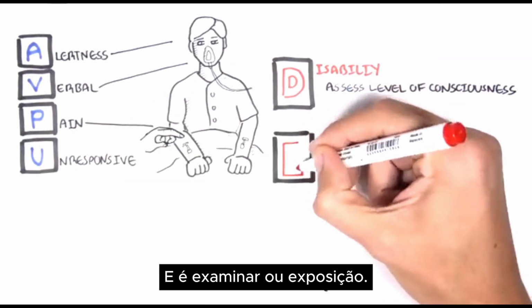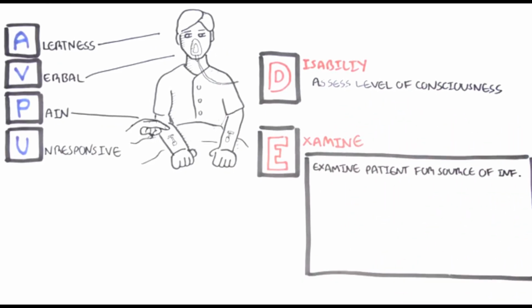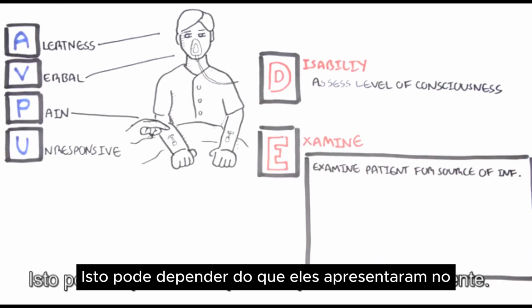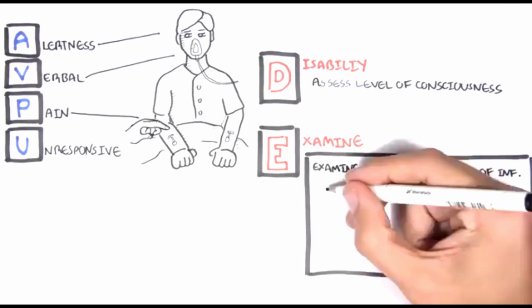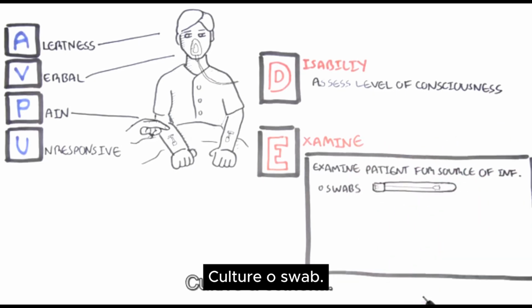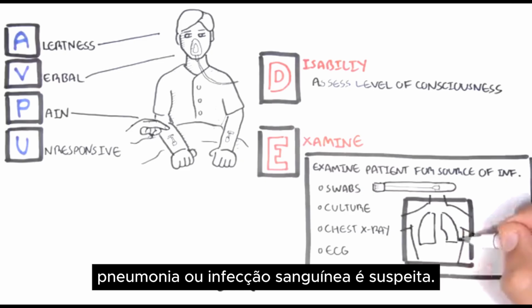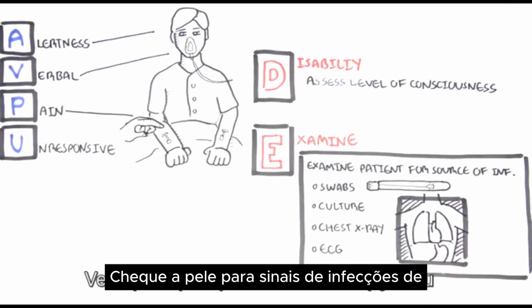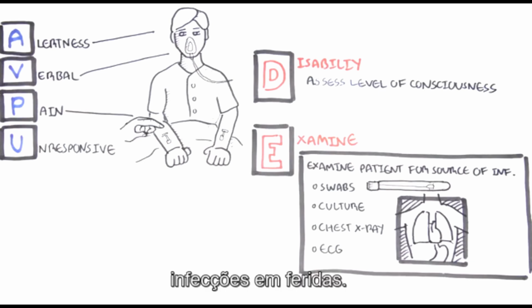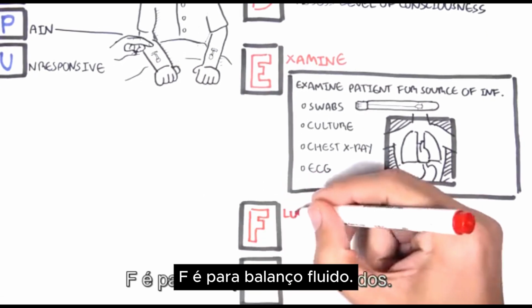E is examine or exposure. Examine the patient for source of infection. This may depend on what they presented with in the first place. For example, a lung infection or a UTI. Take a swab. Culture the swab. Perform a chest x-ray if pneumonia or lung infection is suspected. ECG for possible heart involvement. Check the skin for signs of rash or wound infections.